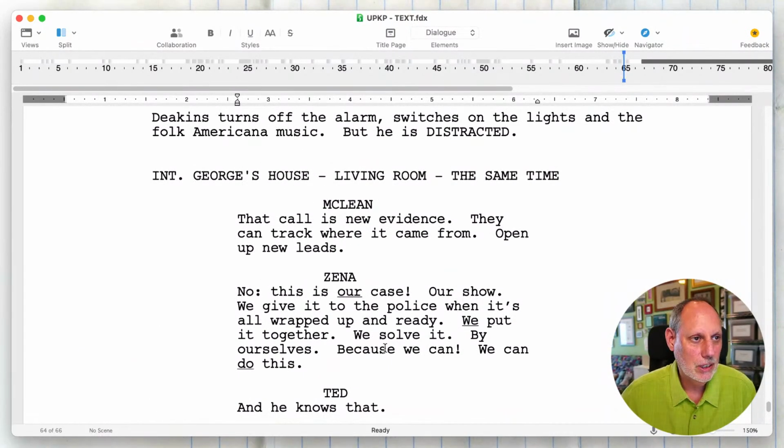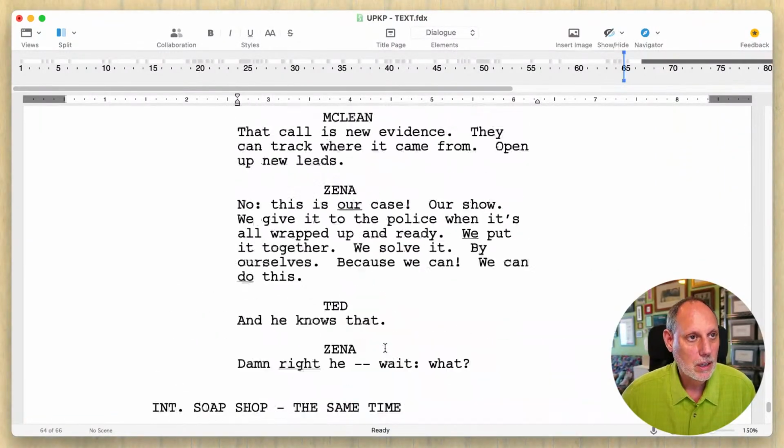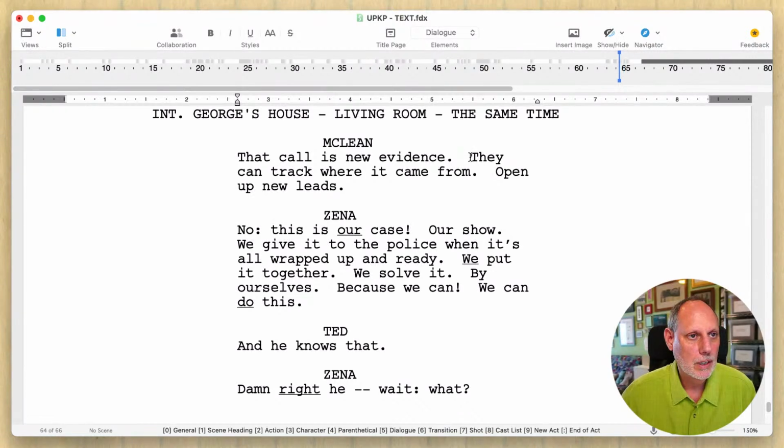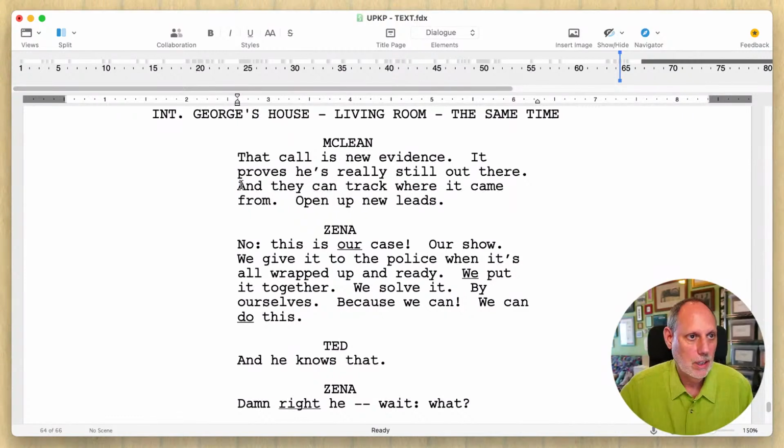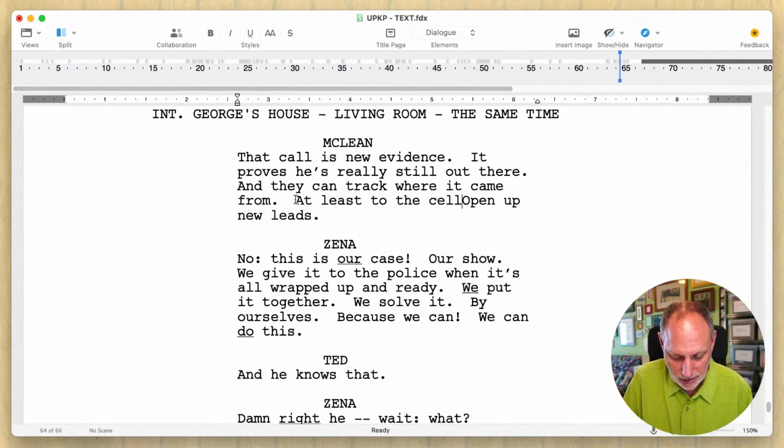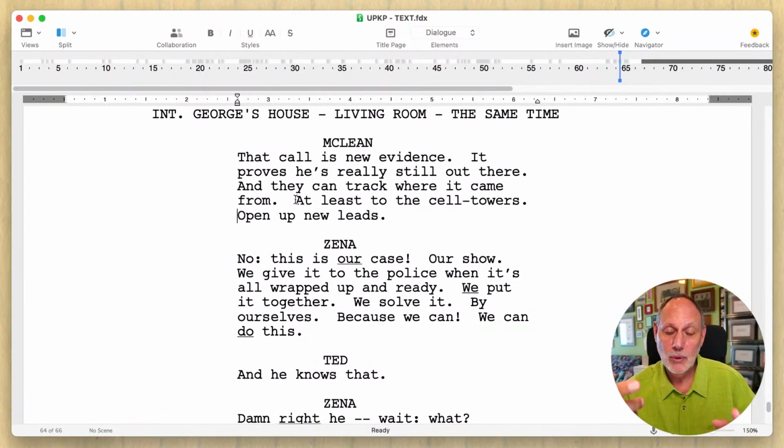I'm thinking that this is actually that call's new evidence. It proves, and they can track where it came from, at least to the cell towers. That's how that works, by the way. They can track where a call came from to the extent of what cell tower it came from. They can't say it came from this corner unless somebody is actually still on the phone. But I like that he's the one who knows that about how you turn this.